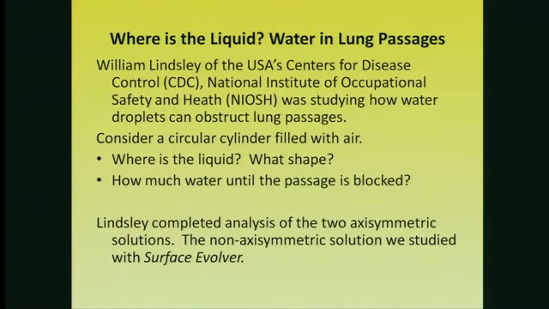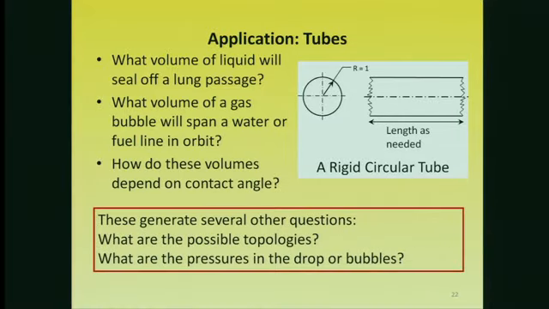certain mines. I'm told that certain spray cooling processes in steel foundries give off a lot of mist that is inhaled. And if a lung passage is blocked, then oxygen and carbon dioxide are not being exchanged by the portion of the lung downstream of that. So they were interested in that. Lindsley had completed analysis of two axisymmetric solutions, and the non-axisymmetric solution being 3D, we needed to use Evolver. So it has an analogy in orbit about gas bubbles in hydrazine fuel lines.